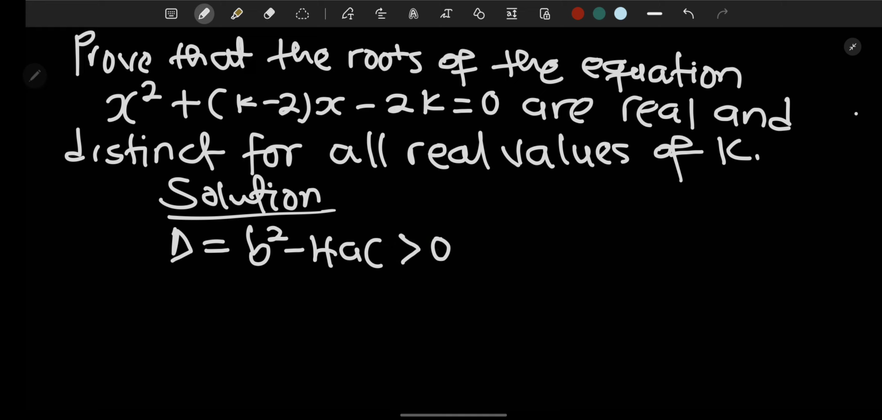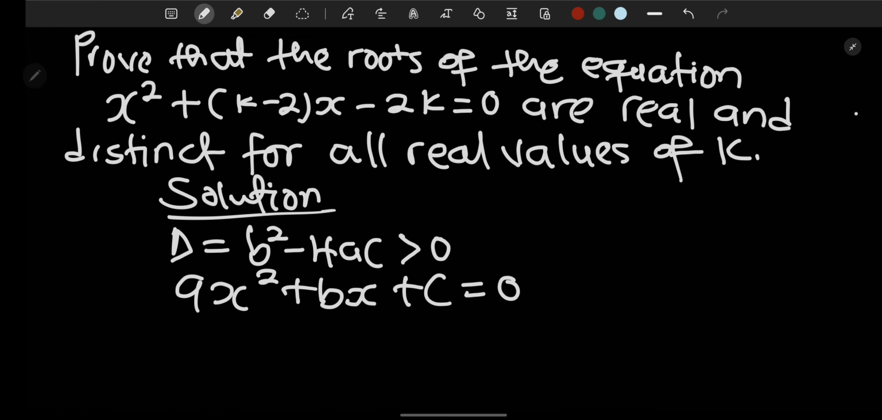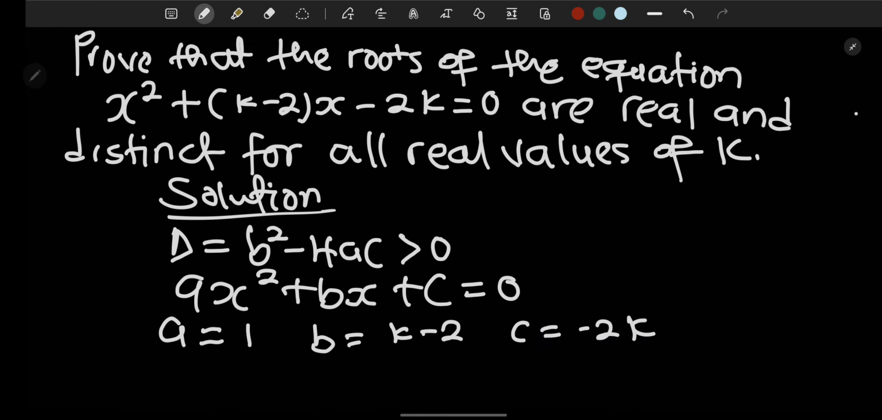Okay, and what we need to do here is to compare the given equation with the general quadratic equation, which is of the form ax squared plus bx plus c equals 0. By comparison, we have a to be 1, b to be k minus 2, and c to be minus 2k. So now all we need to do is substitute these constants into b squared minus 4ac greater than 0.